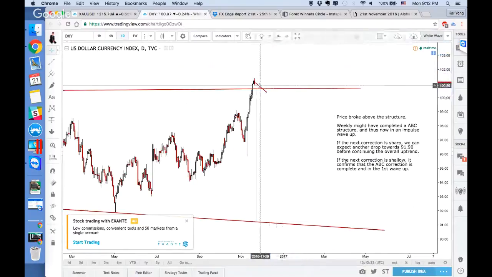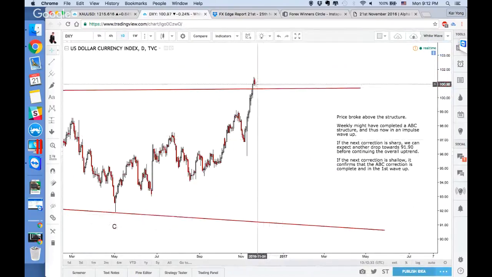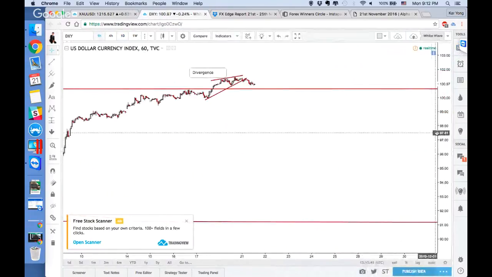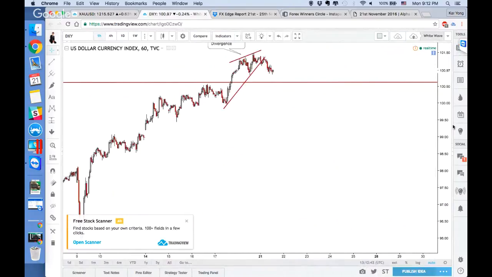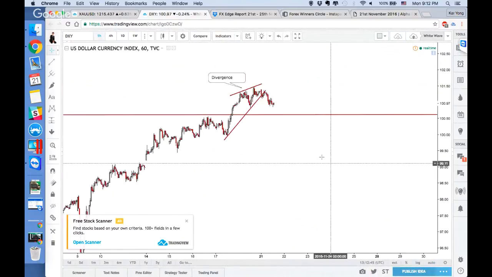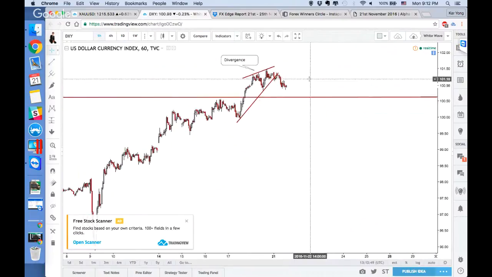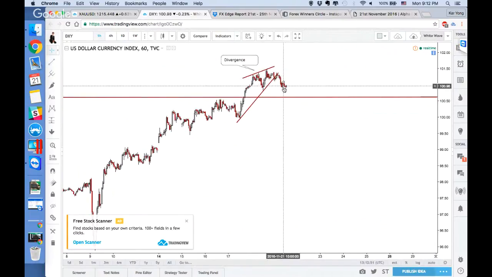All right, so that's what I mean by shallow and deep correction. So take note of that as well. Okay, on the hourly, how the dollar index is looking right now is that we do have a divergence up there, and price has broken below this. But again, this is Monday market. You can see this movement is so small. Wait for more information.